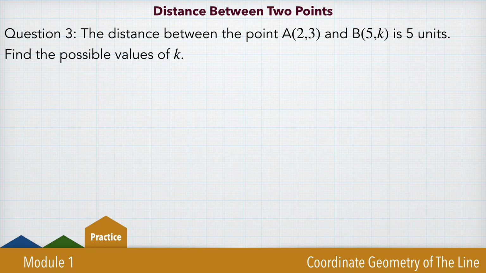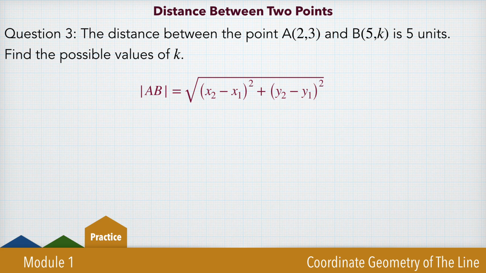In this question, we are given the distance between points A and B as 5 units, but one of our coordinates contains an unknown k value. In this type of question, we will use the converse of the distance formula. We will start by substituting everything into the formula as normal.